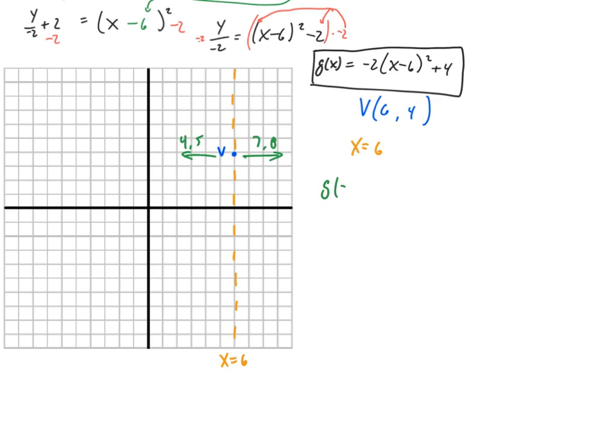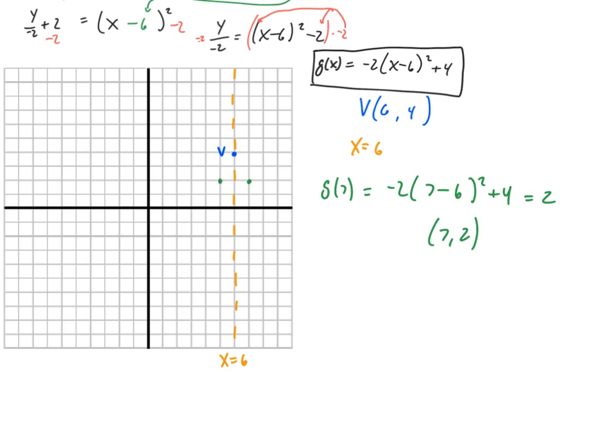So g of 7, -2 times 7 minus 6 squared plus 4. Of course, 7 minus 6 is 1. 1 squared is 1. -2 times 1 is -2. So -2 plus 4, which is 2. So I got 7, 2. And then, let's see, let's get rid of this junk. So 7, 2. There, and then I can reflect that to the other side.